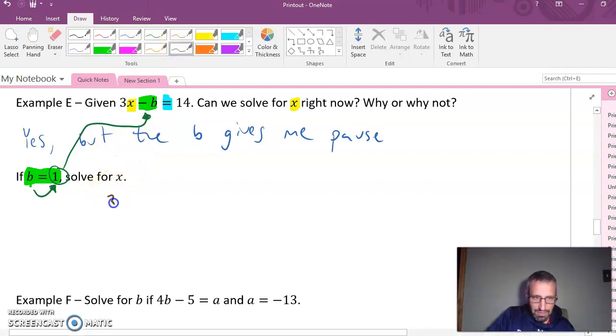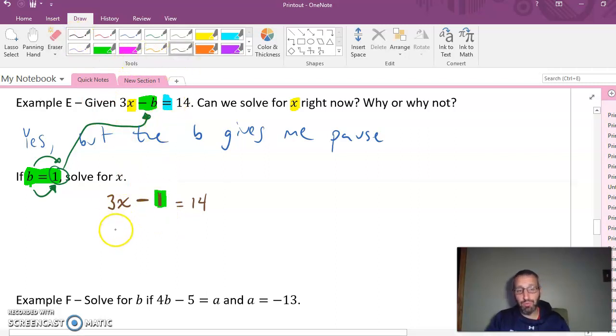I'm going to get 3x, I'm not doing any substituting there, minus 1. I'm going to put in 1 there: 3x minus 1 equals 14. So instead of b, I put 1 right here. Maybe I should even highlight it, right? And now, hopefully, this looks like something that we've solved in the past. This looks like an equation that we've solved before. So let's go ahead and solve it.